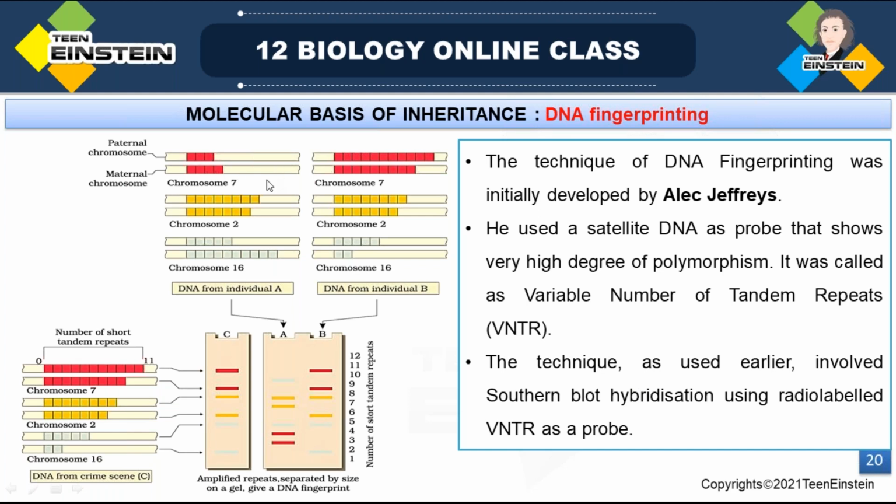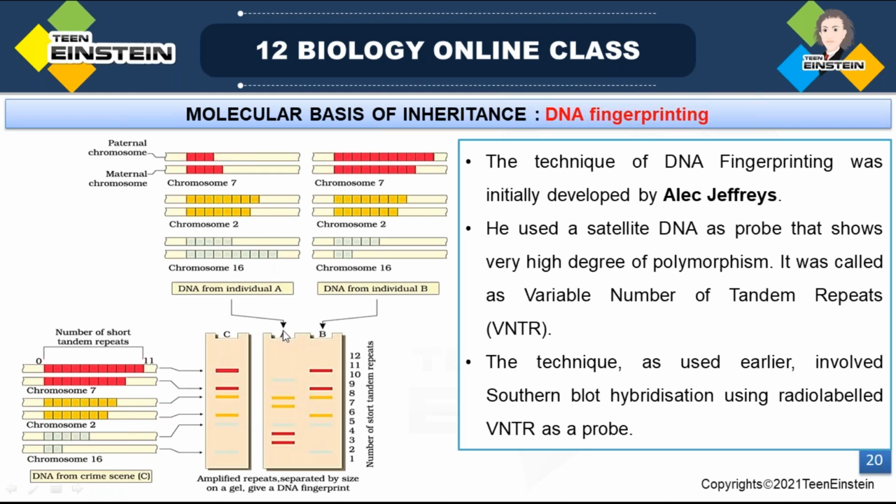Here you can see the parental chromosomes: chromosome number 7, chromosome number 2, chromosome number 16. The top one is paternal, from father, and the bottom one is maternal, from mother. In chromosome number 2 also, the top one is from father and the bottom one is from mother, and the same in chromosome number 16. This is the control DNA.